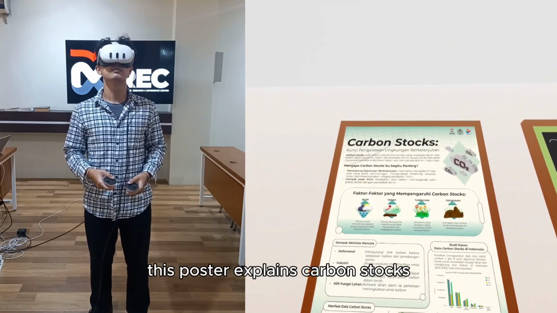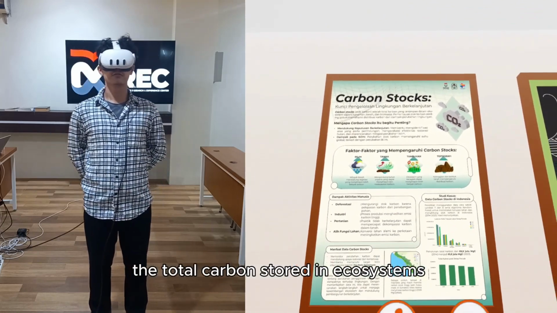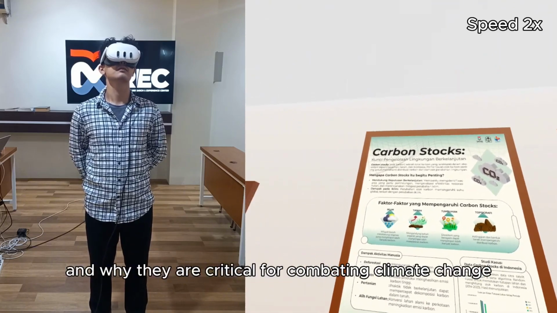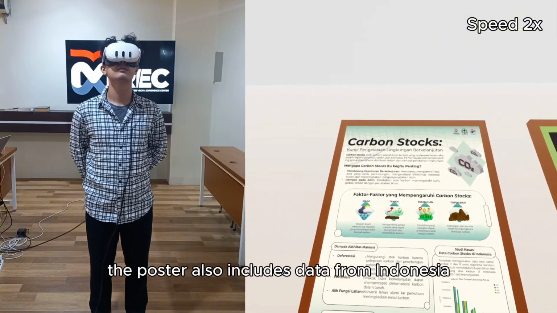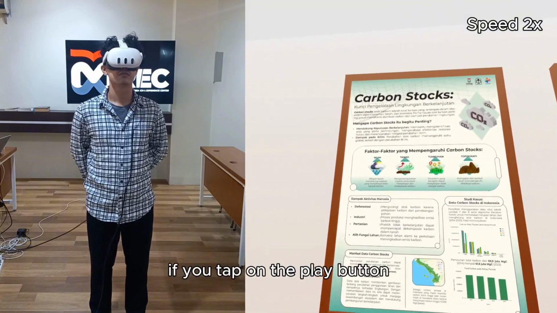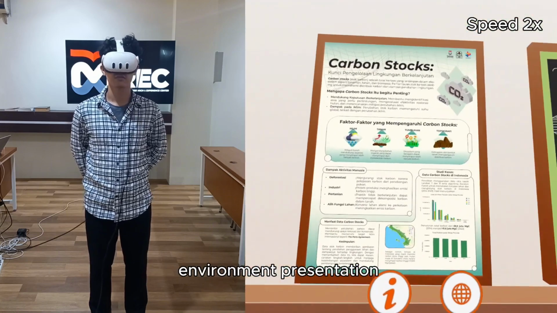This poster explains carbon stocks, the total carbon stored in ecosystems like plants and soil, and why they are critical for combating climate change. It highlights how human activities like deforestation reduce carbon stocks. The poster also includes data from Indonesia to show real-world impacts. If you tap on the play button, the class will start, featuring the important carbon stock environment presentation.